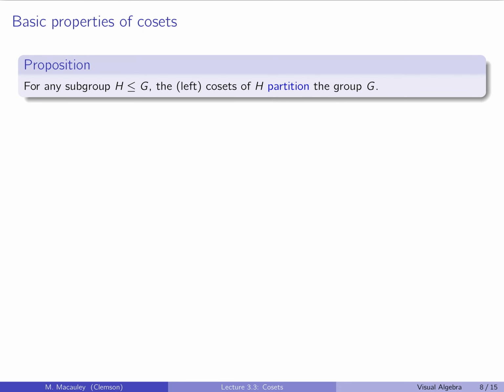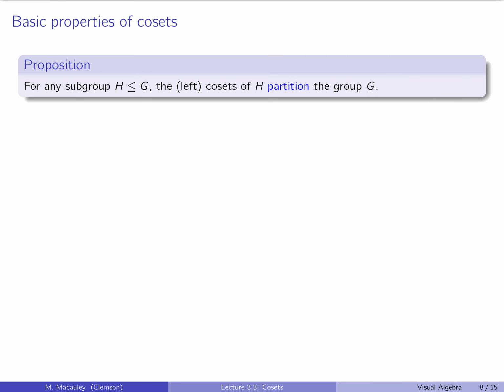Let's now write a formal proof of something that we observed by inspection earlier, namely that for any subgroup H, the left cosets of H partition the group G. The same proof is going to work for right cosets, basically just holding it in a mirror.